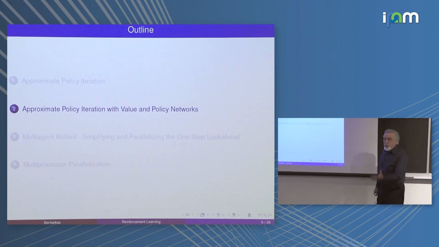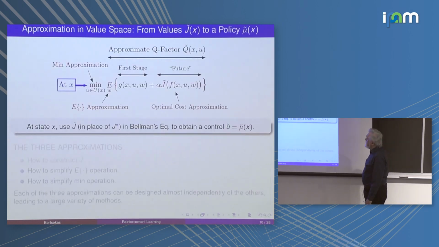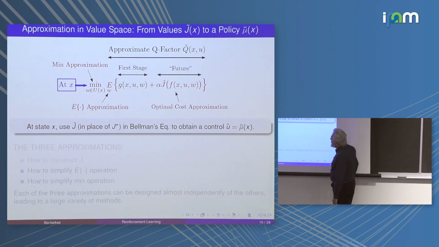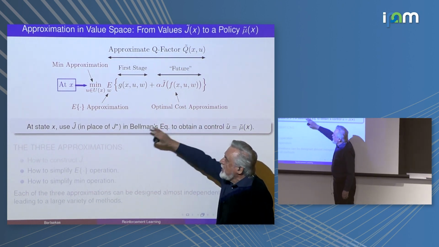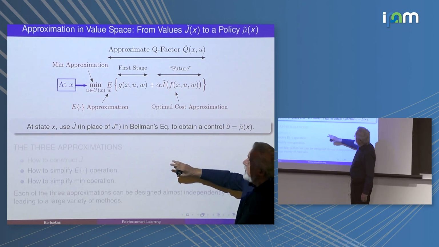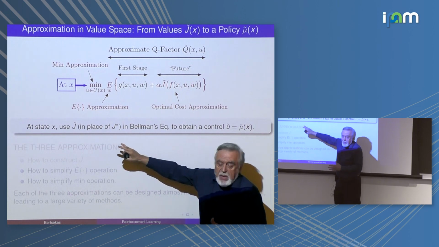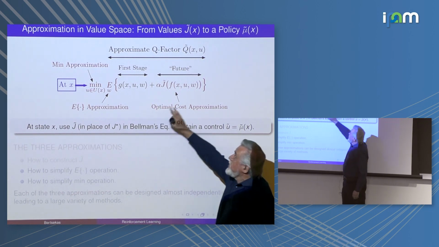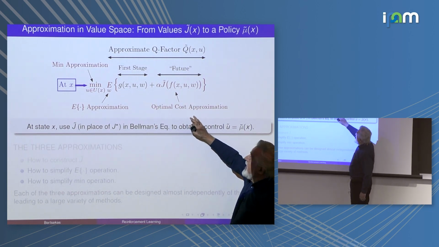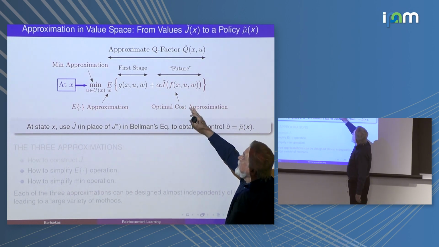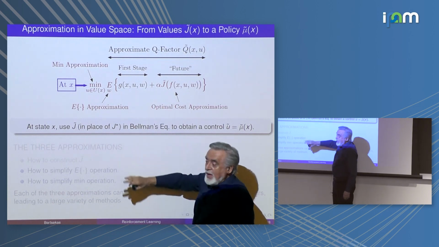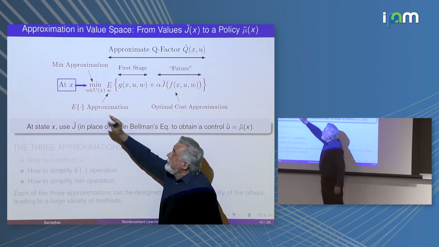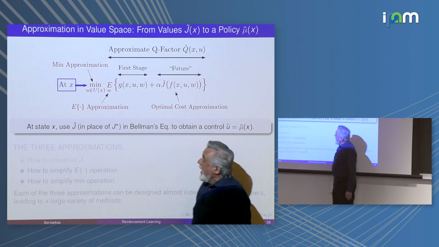Okay, so now let's get into this idea of value and policy networks. The standard scheme for approximation in value space involves using a cost function approximation J tilde in place of J star, the optimal cost function. And at a given state that you come into, you do this minimization. You form this expected value involving the cost of the first stage and the cost of the future appropriately discounted, and you can view this as a Q factor, okay? The approximate Q factor corresponding to a pair x and u. You minimize the Q factors over all u, and that gives you a control that you use at state x.